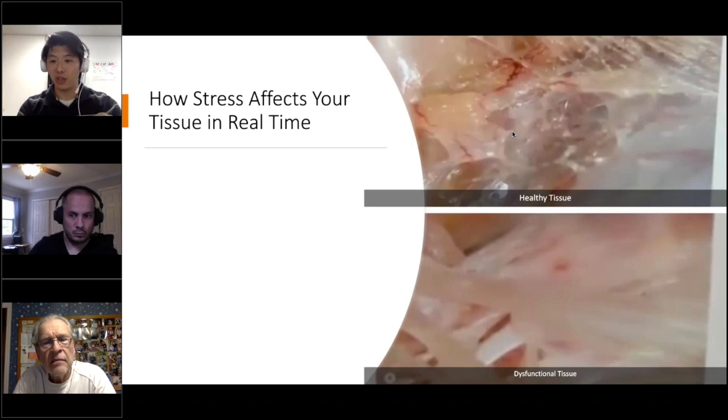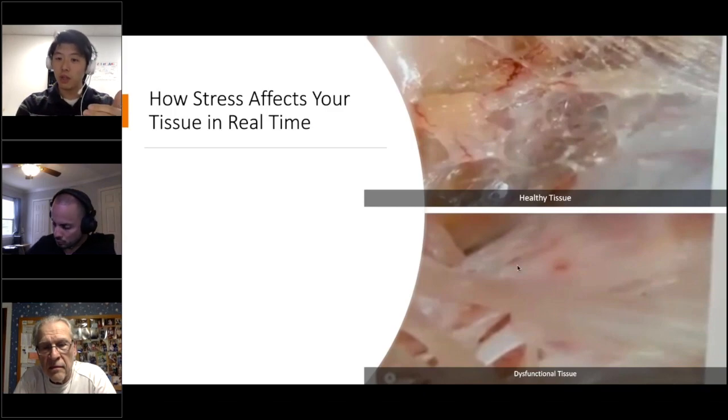When it's unhealthy, let's say it's very stressed out or scar tissue or a healing tissue that has not healed very well, if you look at the one on the bottom, this is how it looks.